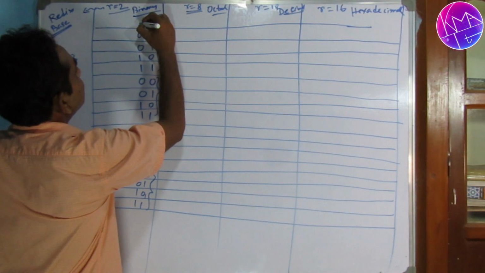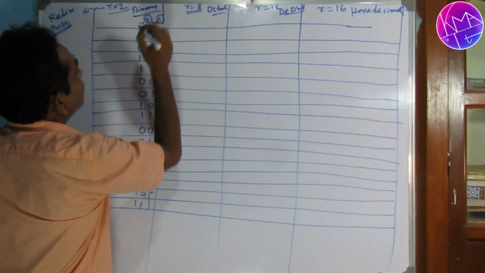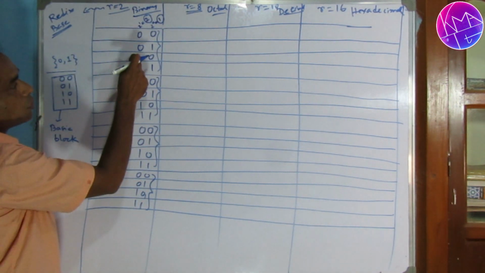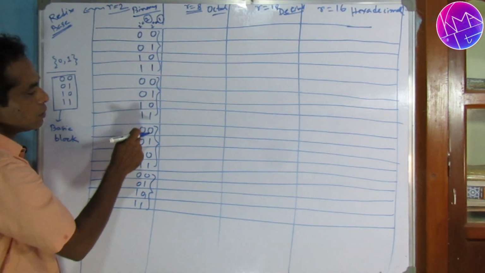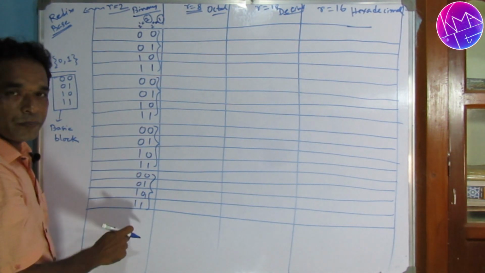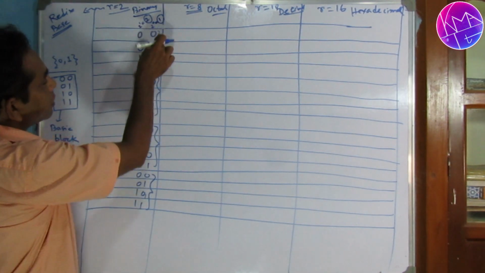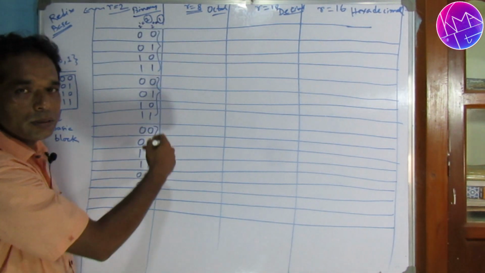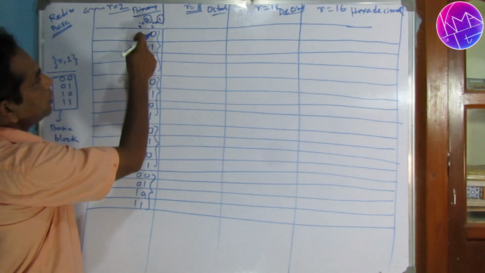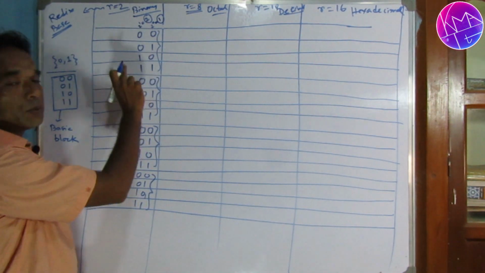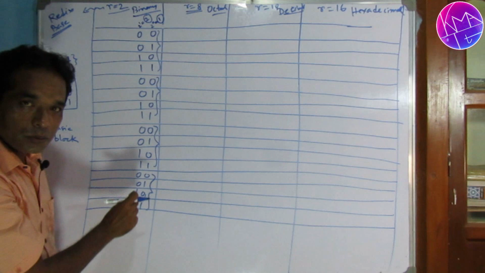Next position is 2 to the power 1, means 2, means 2 zeros, 2 ones, 2 zeros, 2 ones, 2 zeros, 2 ones in this way. So we are now getting a rhythm: in this column alternate 0 1 0 1 0 1. In the second column, pair of zeros, pair of ones, pair of zeros, pair of ones in this way.